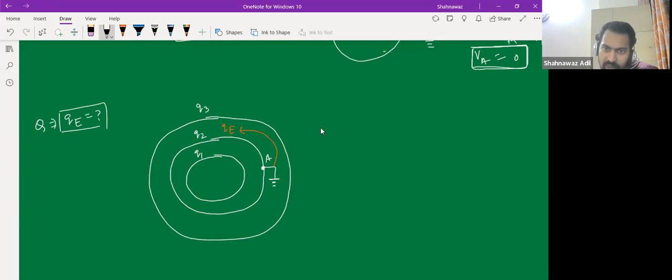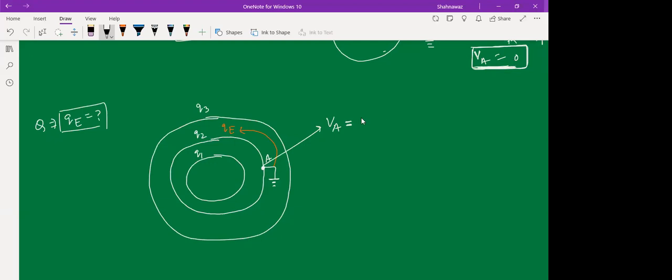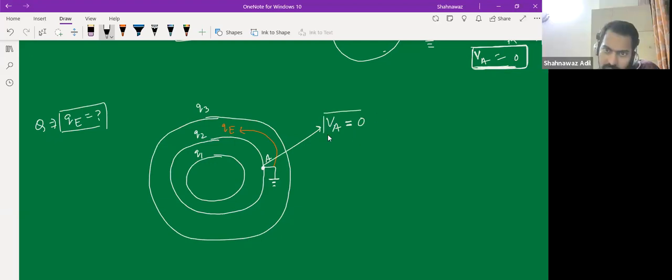At this part, what would be the potential? If this is earth, what would be the potential? We just talked about that. If the sphere or the surface is earth, the potential becomes zero. So this is the given. The idea is that we have to find out what is Q, but we know that VA is equal to zero. Let me give you these radiuses, and then I will ask you to calculate.